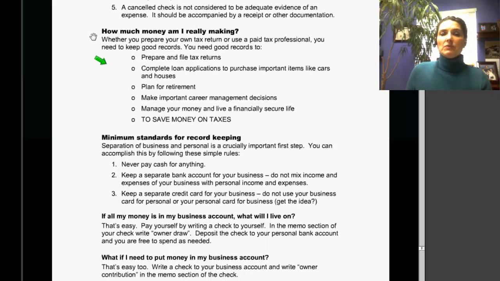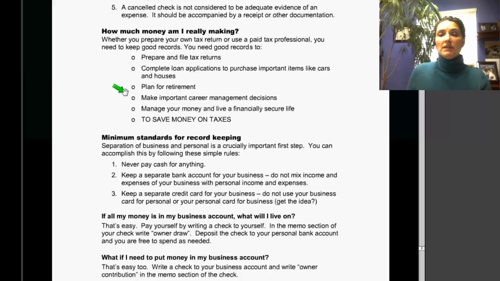So how much money am I really making? That would be a reason to keep good records. Whether you prepare your own tax return or you use a paid tax professional, you need to keep good records. And you need records to prepare and file tax returns, to complete loan applications to purchase important items like, well, cars and houses, plan for your retirement, and make important career management decisions like, is this a good place for me to be making my living?